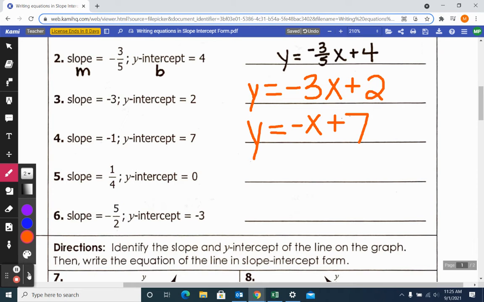Okay, next one. Y equals, what's your slope? 1/4 x, and your y-intercept is 0. Do you have to write +0? No. If there's nothing back here, you should automatically know that it is a 0.